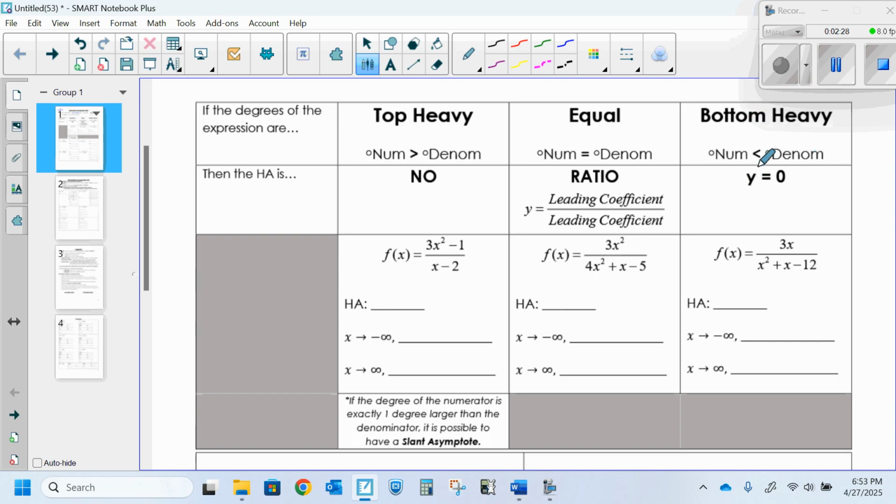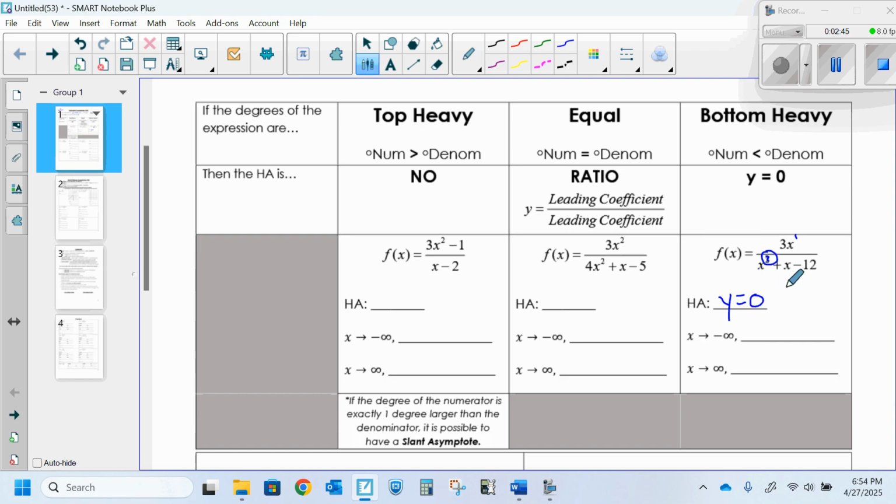Your horizontal asymptote is going to be y equals 0. So let's look at this example right here. The degree of the top is 1. The degree of the bottom is 2. This one's bigger, so it's bottom heavy. So our horizontal asymptote will be y equals 0.